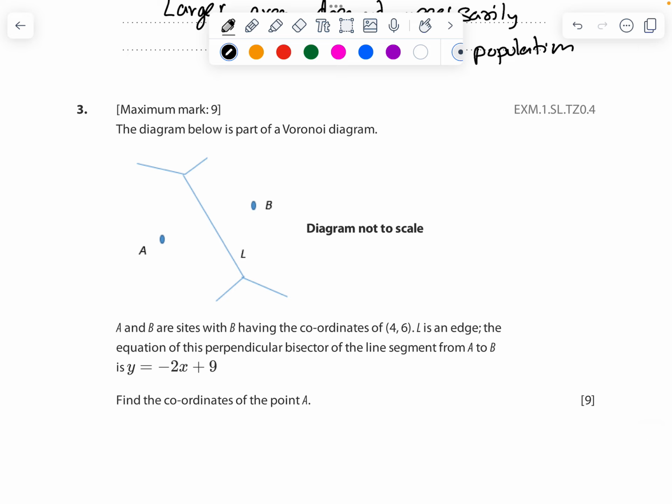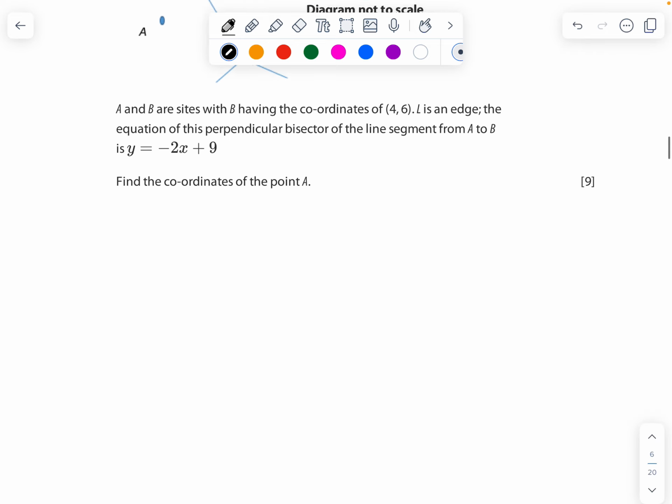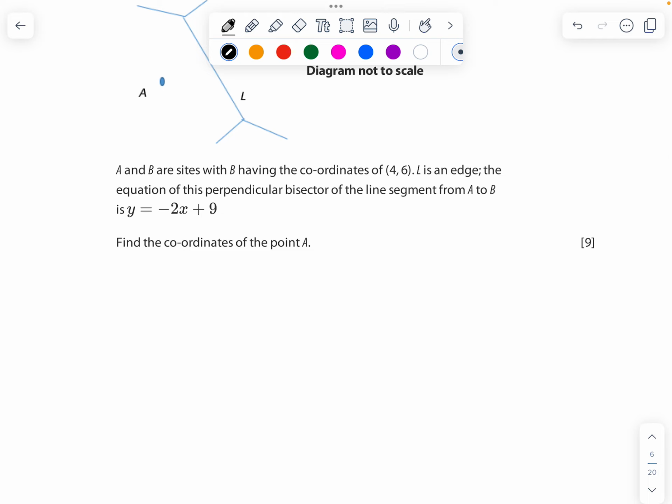Then question number 3. The diagram shows part of a Voronoi diagram. A and B are the sites, with B having coordinates (4, 6). L is an edge, and the equation of the perpendicular bisector of the segment AB is y equals minus 2x plus 9. Find the coordinates of A. This is a 9 marks question, so we have to find the coordinates of A.